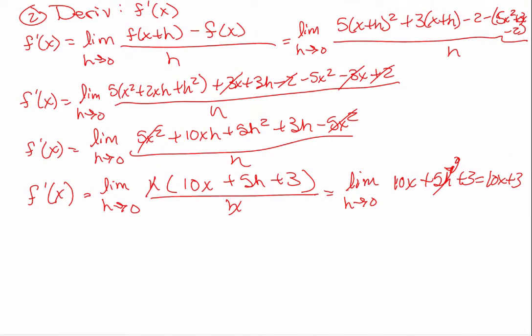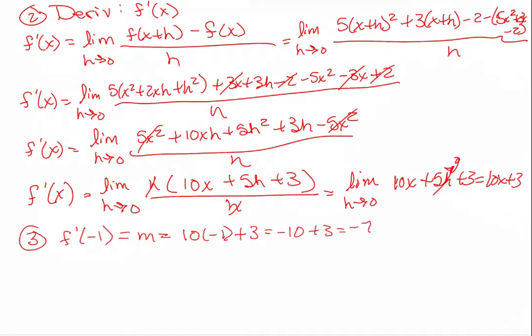All right? So my third step is I want to find f prime of negative 1, which is my slope, which is 10 times negative 1 plus 3. So that is negative 10 plus 3. So that's negative 7. And that's my slope. Fourth, I have m equals negative 7. I have the point negative 1, 0.